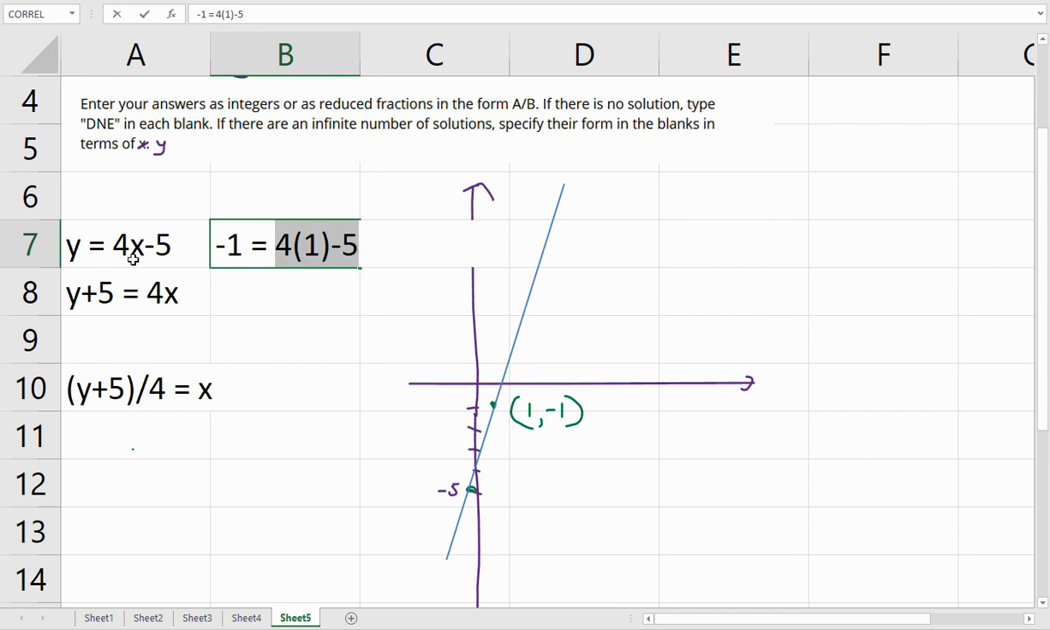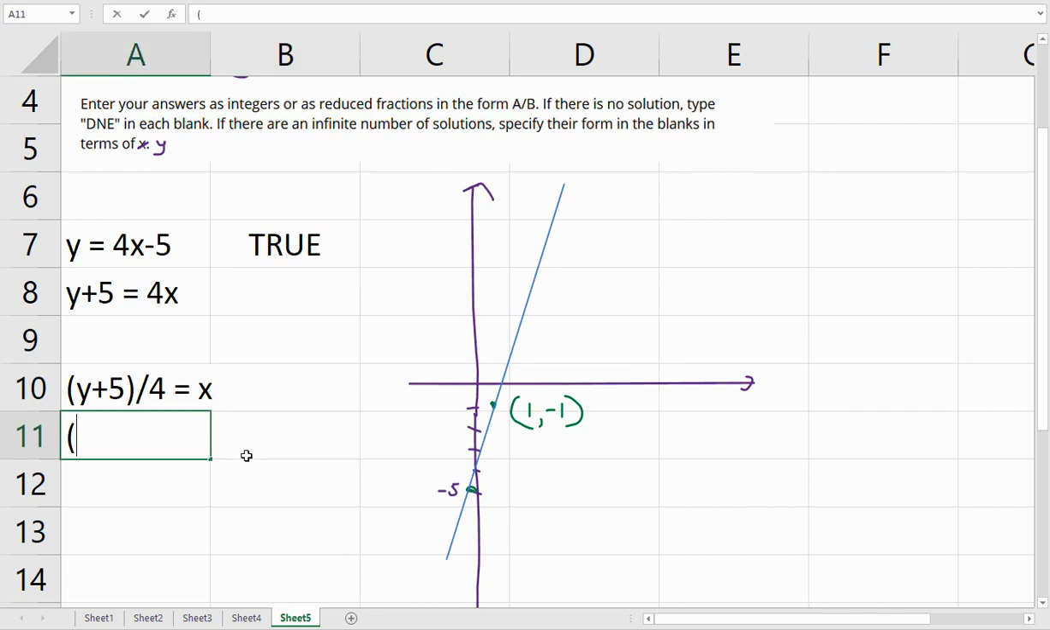So it's going to give me a true statement. It's going to satisfy this equation. Right, so let's do that. Let's see if I get -1 when I take the x value of +1 and multiply it by 4 and then subtract 5. Notice that 4 times 1 is +4. 4 minus 5 is -1, right? So that's a true statement. So it satisfies that. Same thing if I did it down here, right?